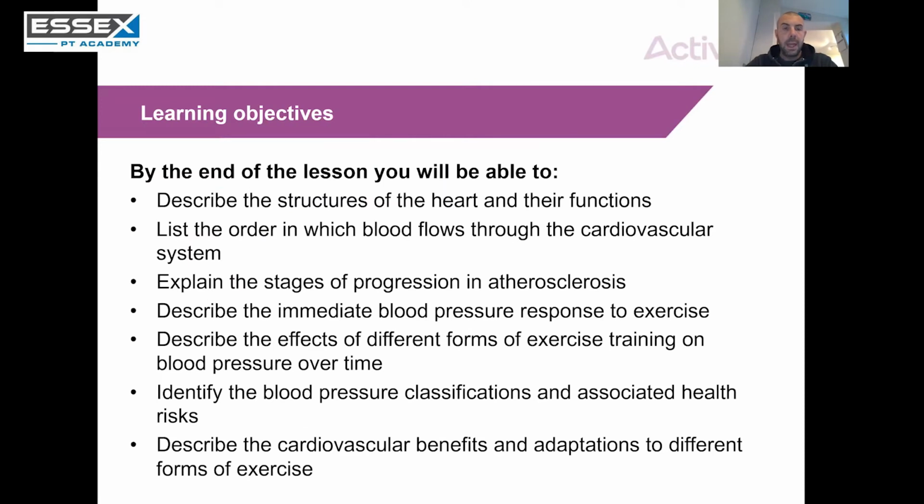So hopefully by the end of this, you will have met these learning objectives. So you'll be able to describe the structure of the heart and their functions, list the order in which blood flows through the cardiovascular system, explain the stages of progression and atherosclerosis, describe the immediate blood pressure response to exercise, describe the effects of different forms of exercise on training and blood pressure over time, and identify the blood pressure classifications and associated health risks. And finally, describe the cardiovascular benefits and adaptations to different forms of exercise.